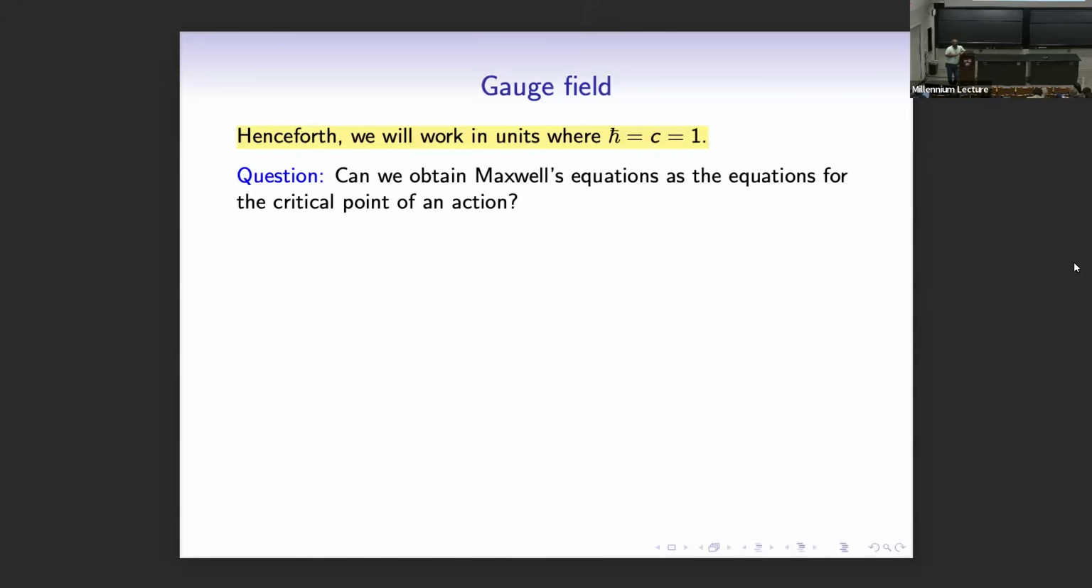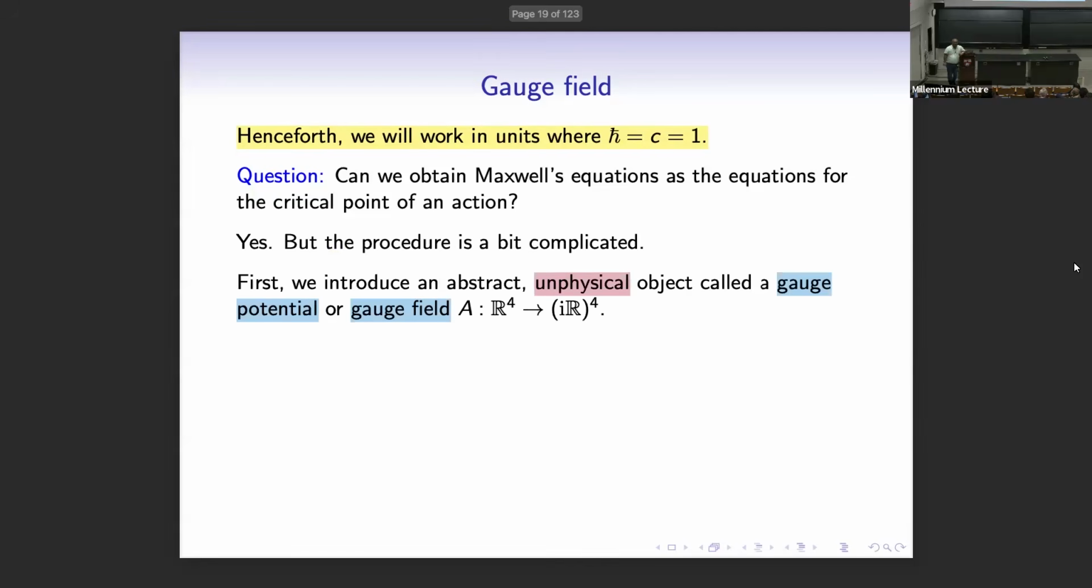Now the question is, can we obtain Maxwell's equations as the equation for the critical point of an action? Just as Newton's equations were obtained in that manner, can we obtain also Maxwell's equations as a critical point for some action on some space of trajectories for some system? Okay. So the answer is yes, but the procedure is a bit complicated. Let me tell you what this is.